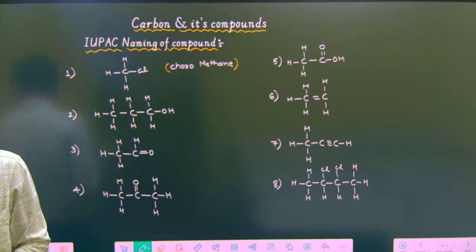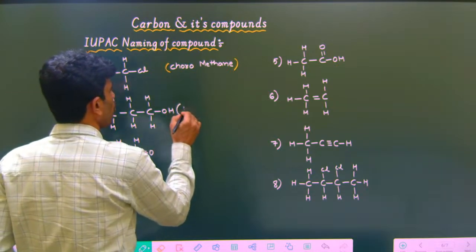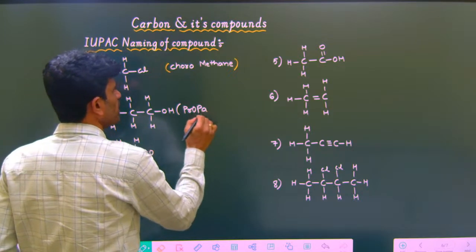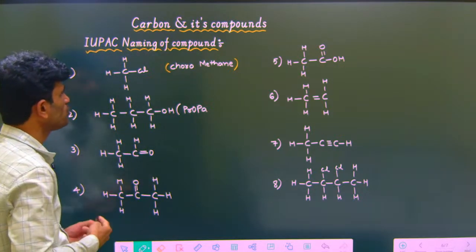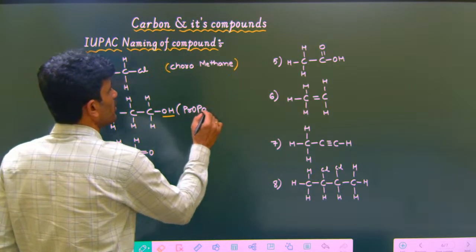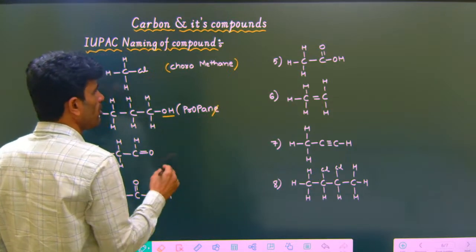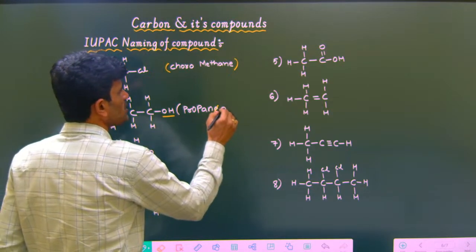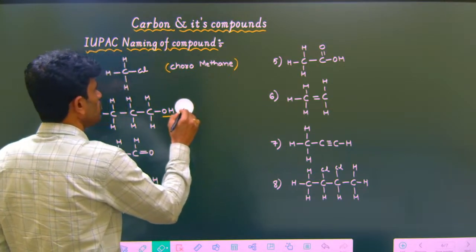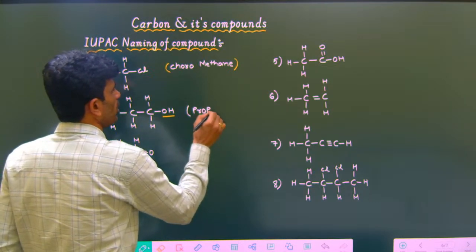Yeah, correct. Very good, very good. Because 3 carbons are there, we write it as propane. Actually it is propane, but because we have OH, we remove that E at the last. Because it is an alcohol, we attach OL at the end, so it becomes propanol. Your answer is correct. So what we have to write here? Propanol.